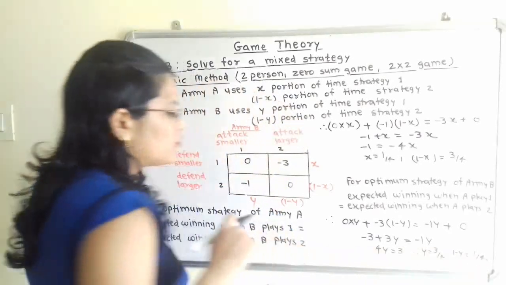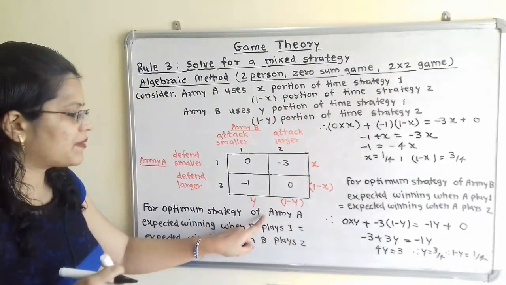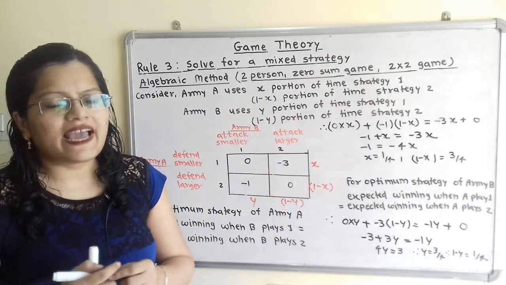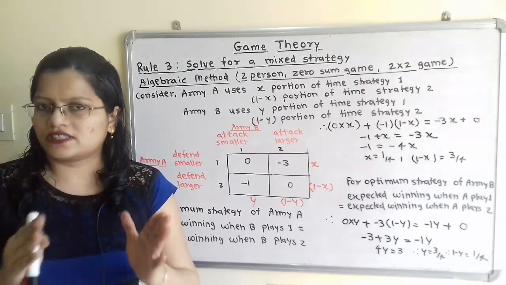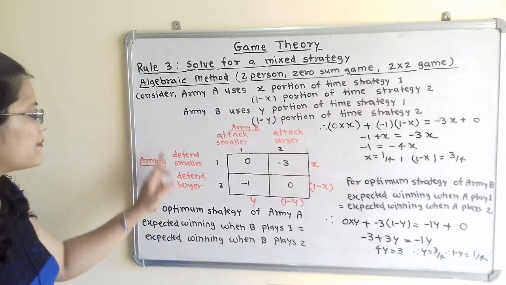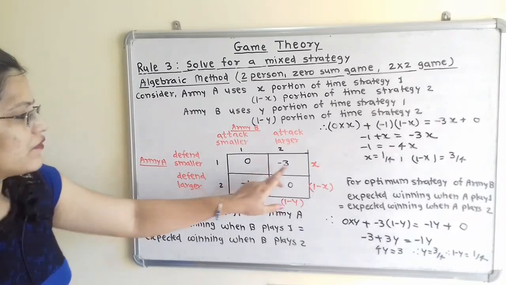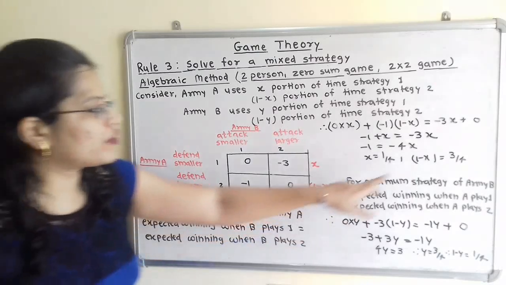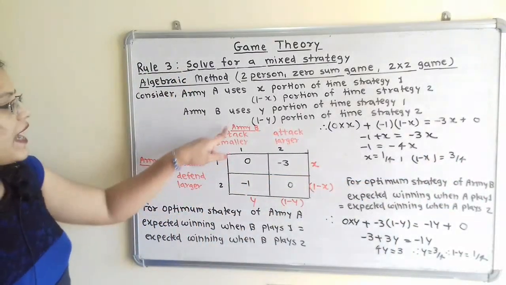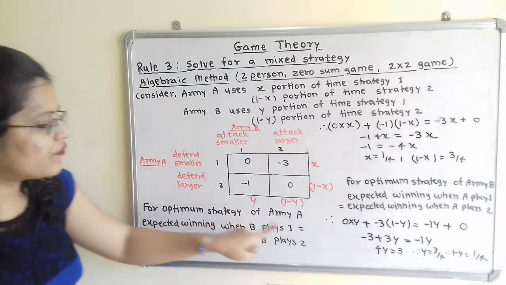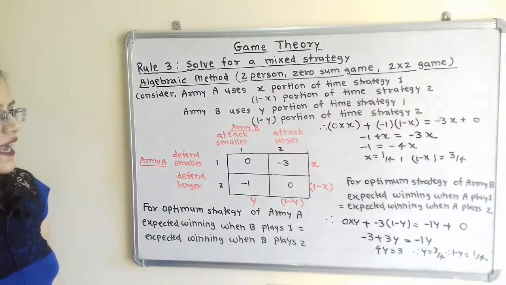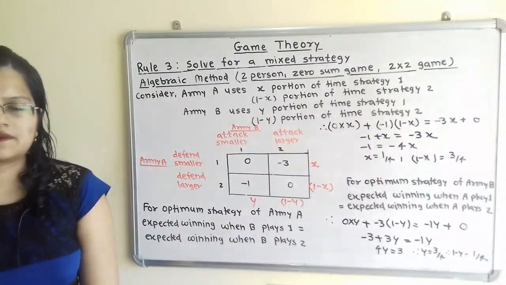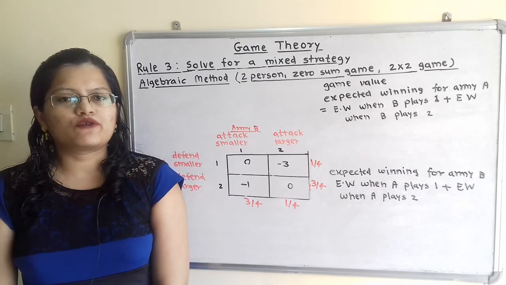So instead of y we will write here 3 by 4, and for 1 minus y we have to write here 1 by 4. So what is the answer? The answer is that for the optimum strategy, Army A should use strategy 1 for 1 by 4 times, and Army A should use strategy 2 for 3 by 4 times. In the same way, Army B should use strategy 1 for 3 by 4 times, and Army B should use strategy 2 for 1 by 4 times. Now we will find out the game value.